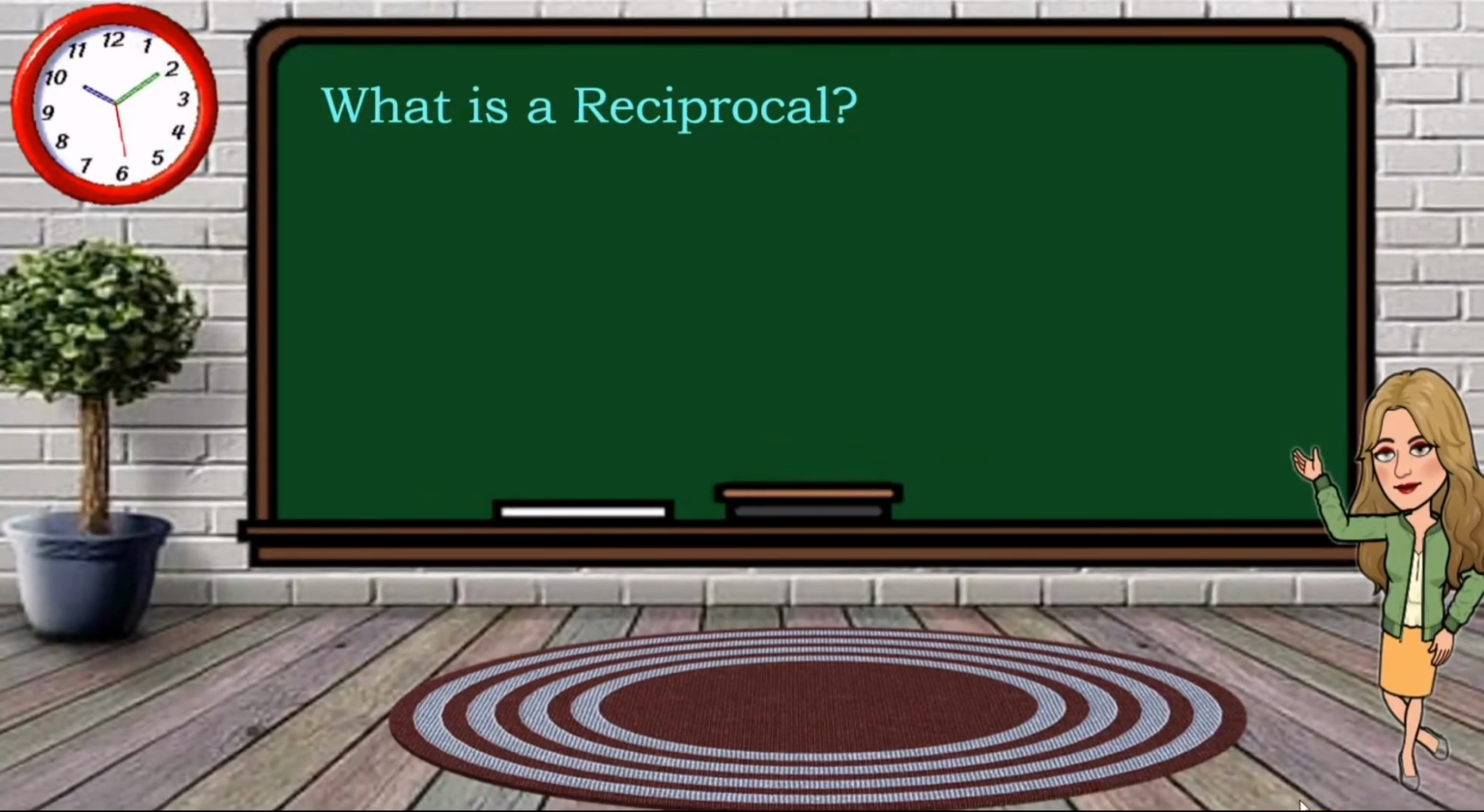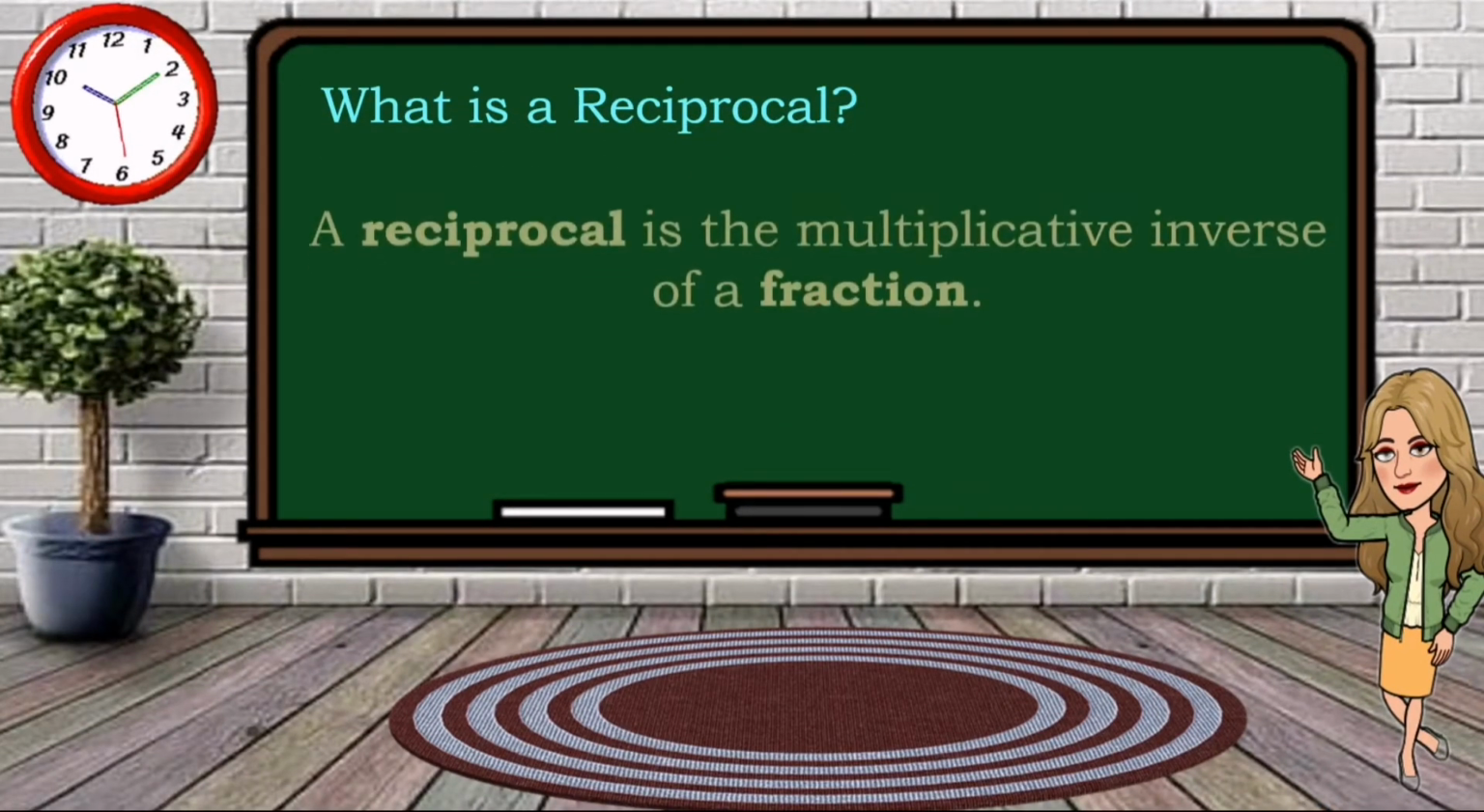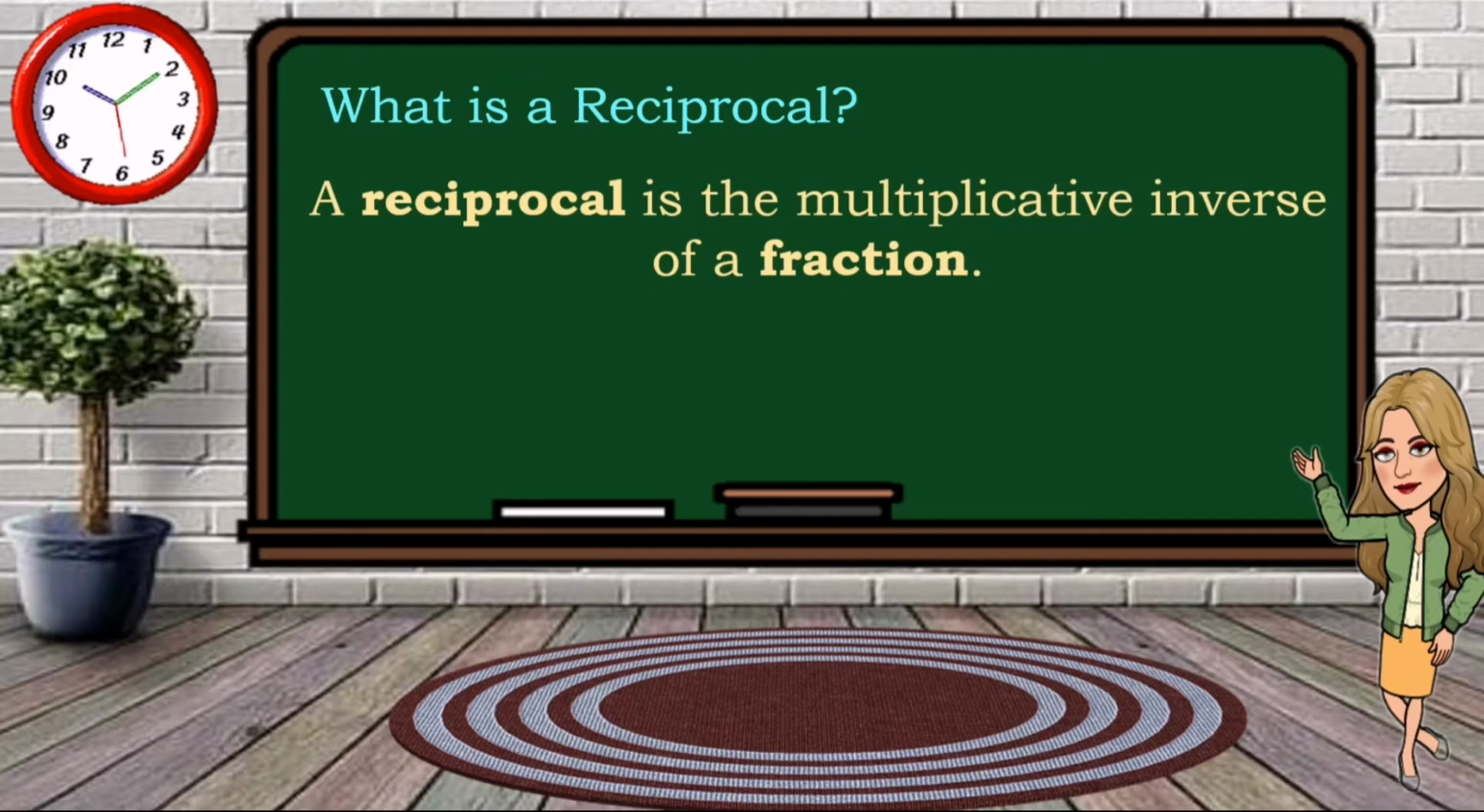What is a reciprocal? A reciprocal is the inverse or opposite form of a fraction. You find the reciprocal of any number by flipping the numerator and the denominator. Example, 2/5. Flip the numerator and the denominator, and the reciprocal of 2/5 is 5/2.